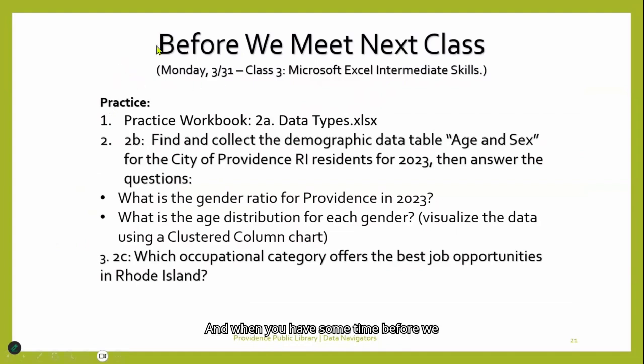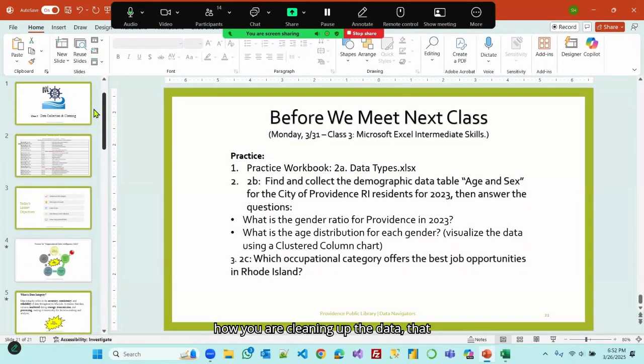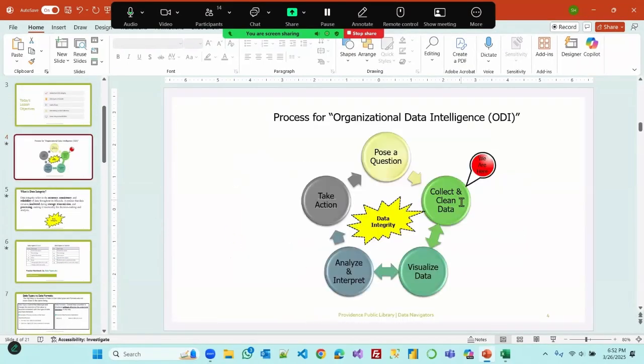When you have some time before we meet, just practice the data type.xls. I'm going to post that in our Google Classroom tomorrow morning along with this class recording. Class 2 has the demographic data where we answered 2 questions, and the third one is the occupational category in Rhode Island. Just try to replicate this. I know it is too early to go through all the phases, but at least if you can download and see how you are cleaning up the data, that should be totally good when we meet. Just download, clean, and see how you are doing.